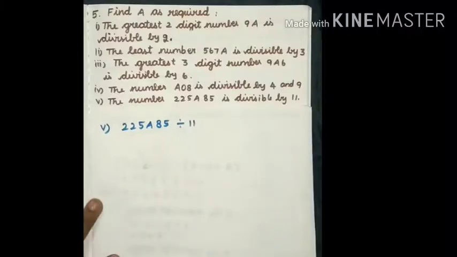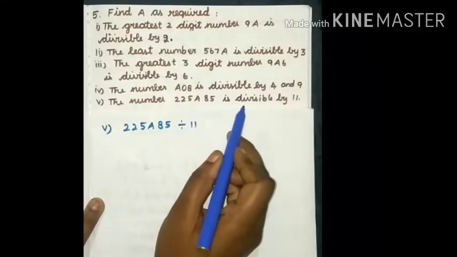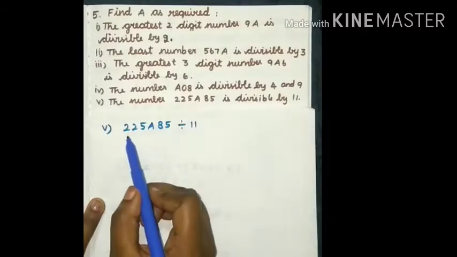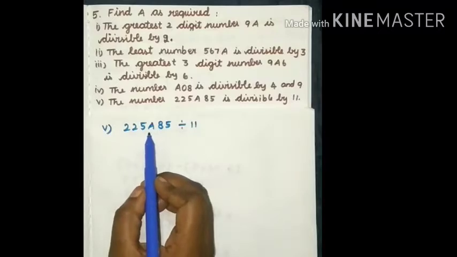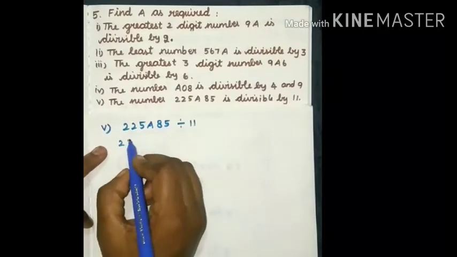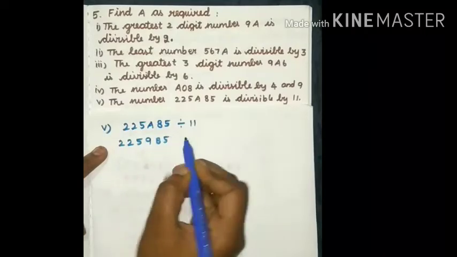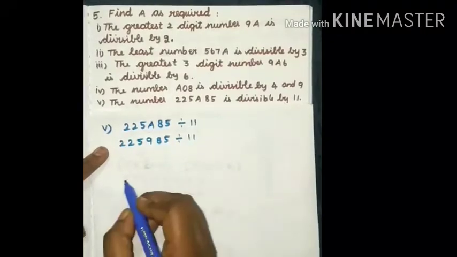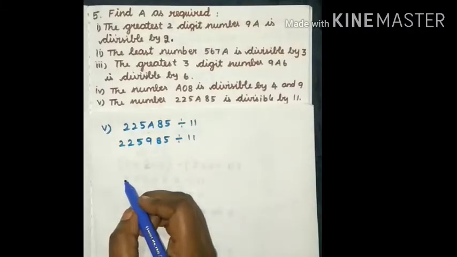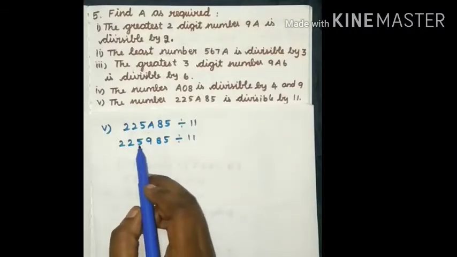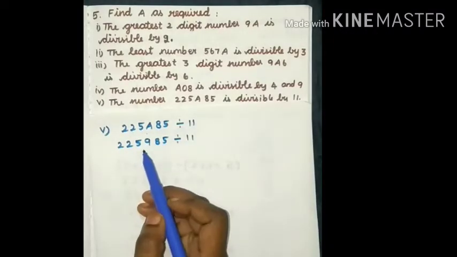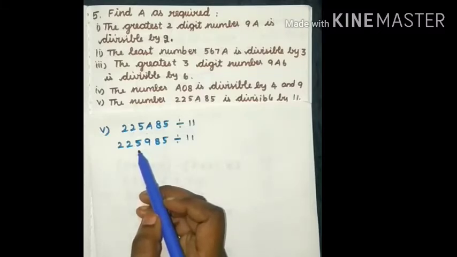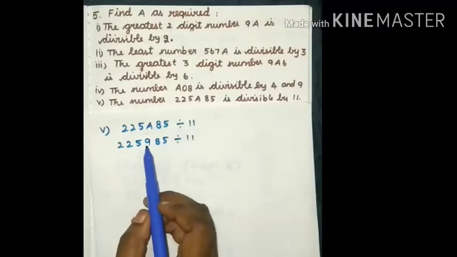The next sum. The number 225A85 is divisible by 11. Let's check whether the number is divisible by 11 or not. Let's substitute A value as 9, the greatest number. We have to check whether 225985 is divisible by 11. By the divisibility rule, a number is divisible by 11 if the difference between the sums of alternate digits of the number is either 0 or divisible by 11. Students, note it carefully. The answer should be either 0 or divisible by 11.